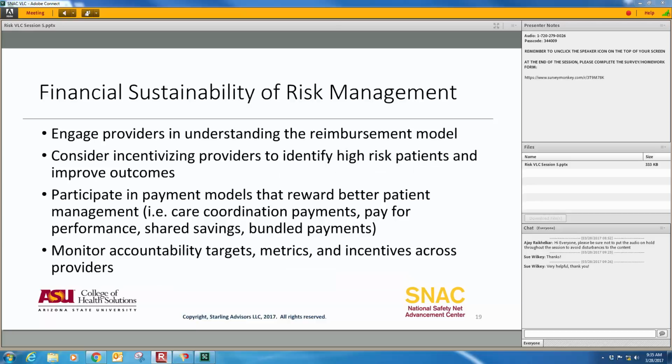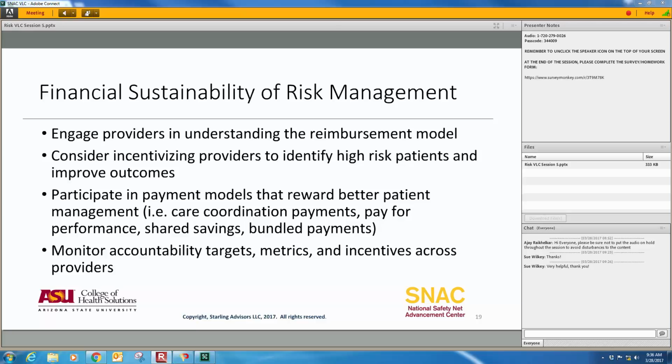And then finally, the financial sustainability of risk management. There's so many things that go into being able to put models in place that can really support important clinical interventions around care risk management. But it's really important that the providers understand the reimbursement model.